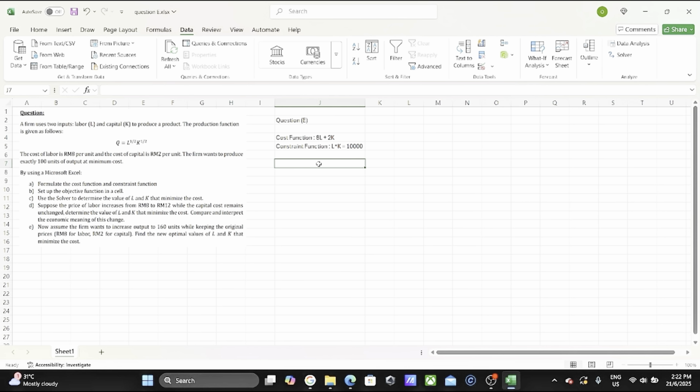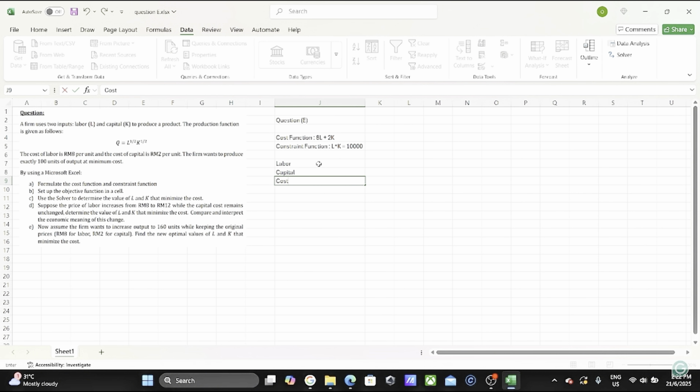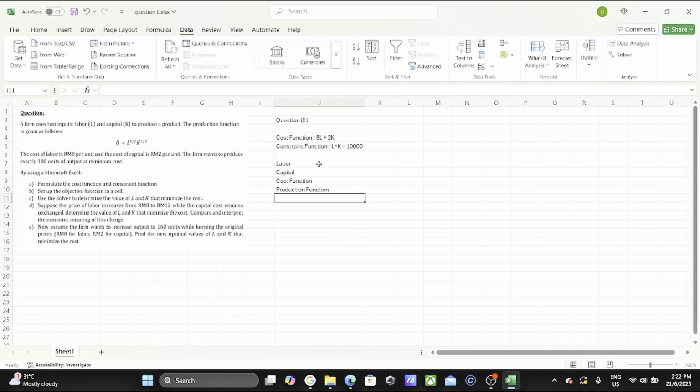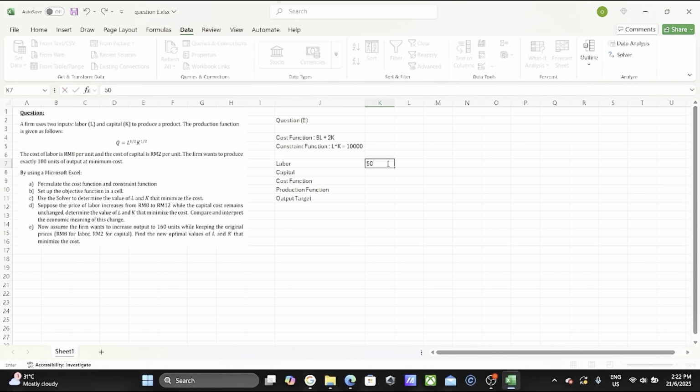The key components that we want to find are labor, capital, cost function, production function, and output target. For labor and capital, just put any dummy numbers. So for labor, I put 50, and for capital, I put 200.